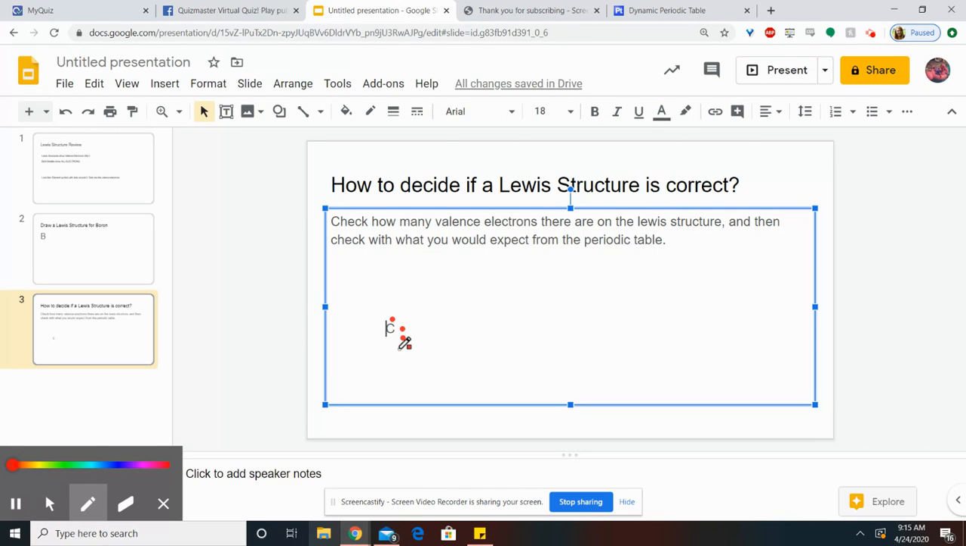Wrong. Bad. Don't like it. It should look like this. Carbon with 1, 2, 3, 4 dots on it.